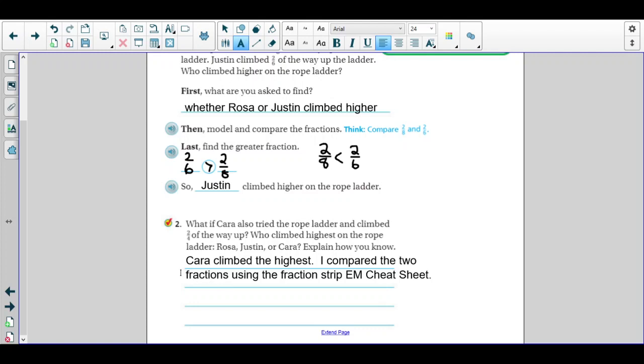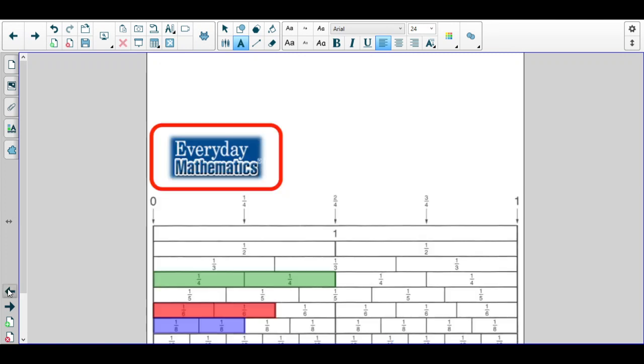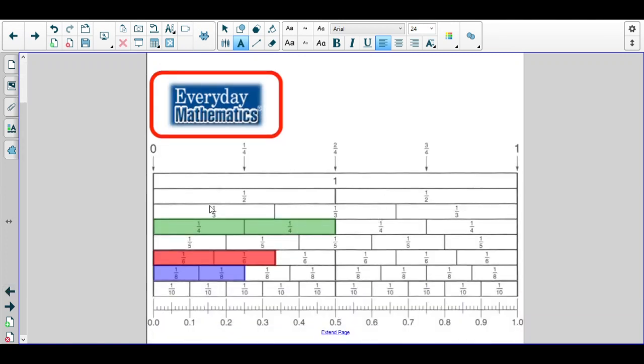Okay, so there you have it. Once again, I will make sure that this here gets linked into the page in a couple of different places so that that can help you. And good luck with your assignment. I'm sure that you'll do great as we continue down this fractions path.